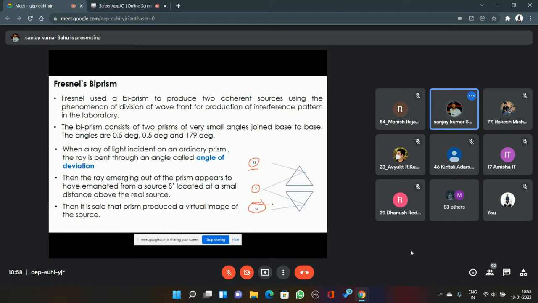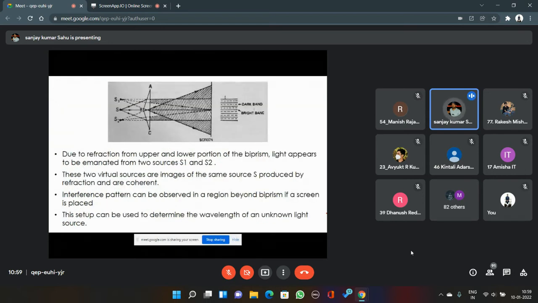Now, the acute angle of the prism is so small that if I give you the Fresnel biprism in your hand, you won't be able to recognize it as a prism. It will almost feel like a plain glass plate. The acute angle is so small and the obtuse angle, the base angle, is so large that it will almost feel like a glass plate. Using that kind of device, you can generate two virtual sources which are coherent to each other.